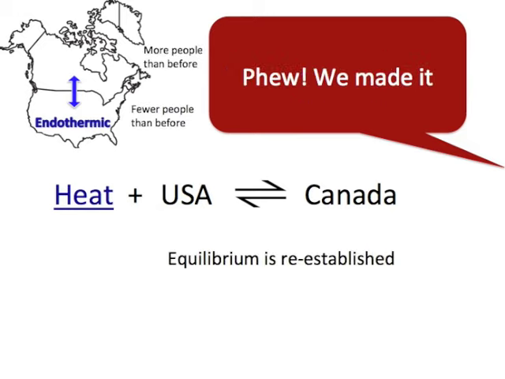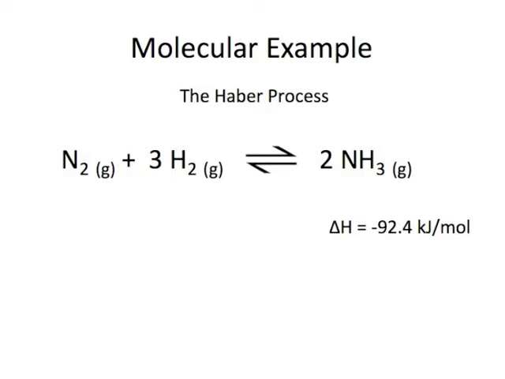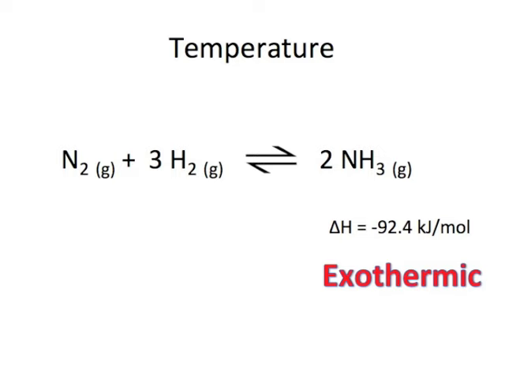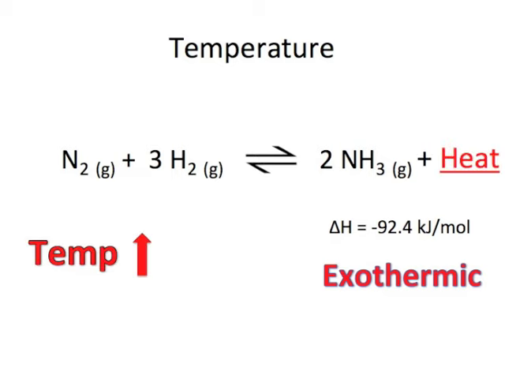Let's look at this with our molecular example. This reaction, combining nitrogen and hydrogen gas to create ammonia, is called the Haber process. This process is exothermic, as delta H is negative. Therefore, heat can be treated like a product. If you increase the temperature, the reaction will shift to the left, away from the products. If the temperature is decreased, it's as though products are lost, and the position of equilibrium will shift toward the products to create balance.